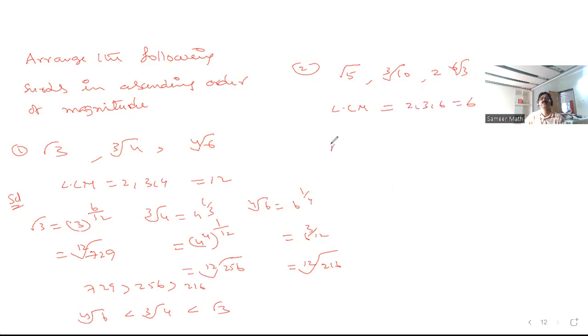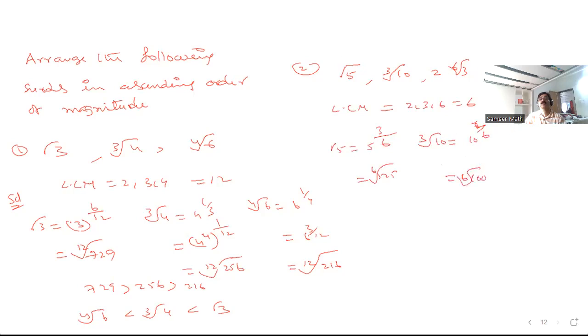So here root 5. Root 5 means 5 to the power of 3 by 6 you can write. So 125 you will get. 6th root of 125. Now cube root of 10 is there. This can be written as 10 to the power of 2 by 6. So this is 6th root of 100 you can write.